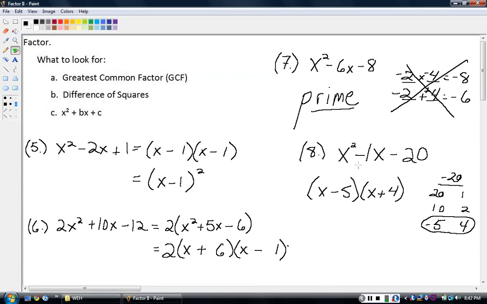Remember, you can also FOIL that out to make sure it works. You can check any one of these by FOILing. Okay, so that concludes this video. You got a lot of practice to do. It's a big topic in the next class as well, so we got to practice our factoring.